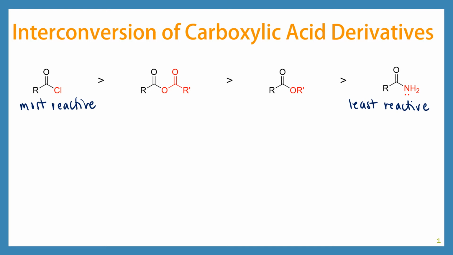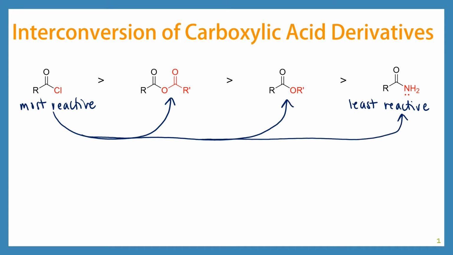And so the general rule that we're going to find is that if you write this list out from most reactive to least reactive, from left to right, you can always go from something that's more reactive, such as the acid chloride, to something less reactive, such as the anhydride. You can also turn the acid chloride into an ester in one step, or into an amide. Similarly, we can turn the acid anhydride into an ester in one step, or into an amide. And we can also turn an ester into an amide in one step.